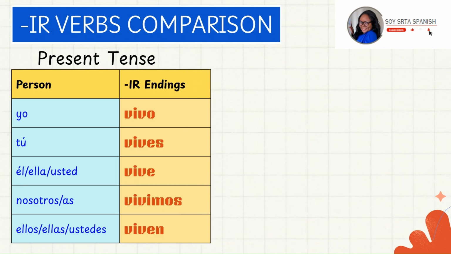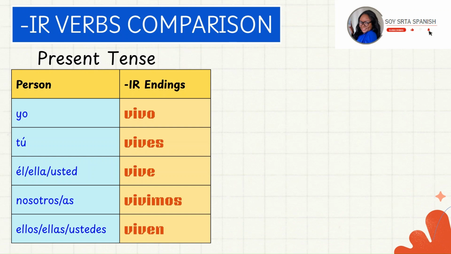Our verb in question is vivir, yo vivo, tú vives, él, ella, usted vive, nosotros vivimos, ellos, ellas, ustedes viven. Go ahead and pause the video one last time to see if you're understanding what the opposite endings or the subjunctive endings would be for this verb here, vivir. Remember, IR endings are the same as what the ER endings would have been in the subjunctive mood, which are primarily the endings for the AR verbs.